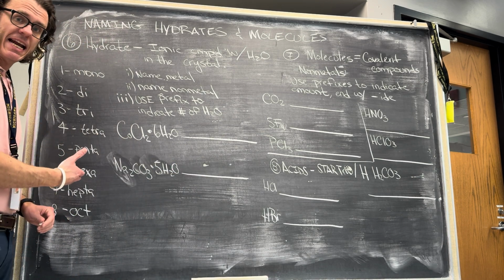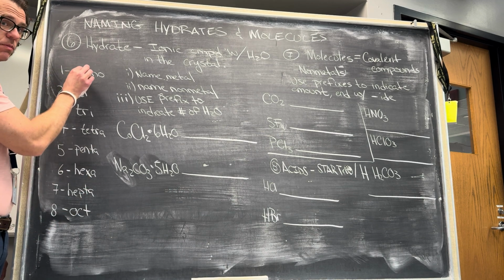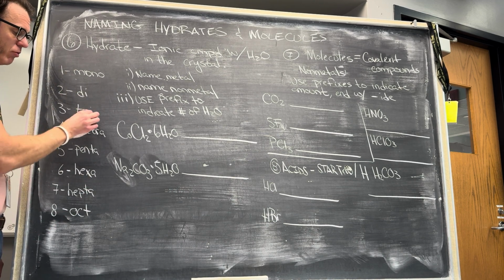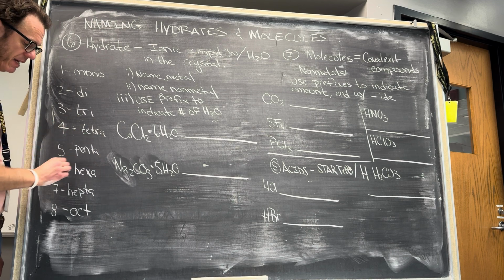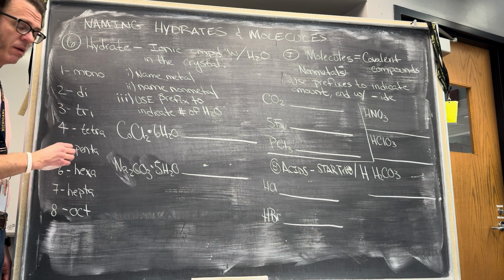I've only written 8 up here, but there's 10. If there's 1, we use the prefix mono. 2 is di, 3 is tri, tetra, penta, hexa, hepta, and oct. All right, you're gonna wanna write those down or look them up in the book.